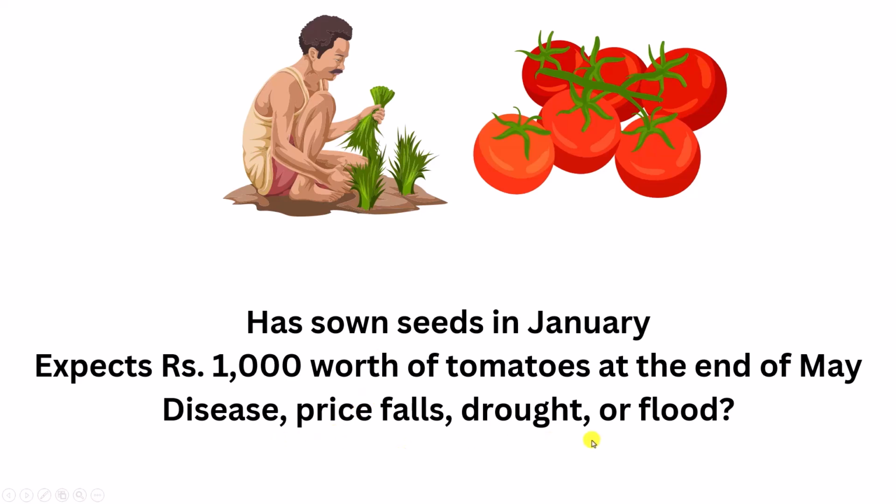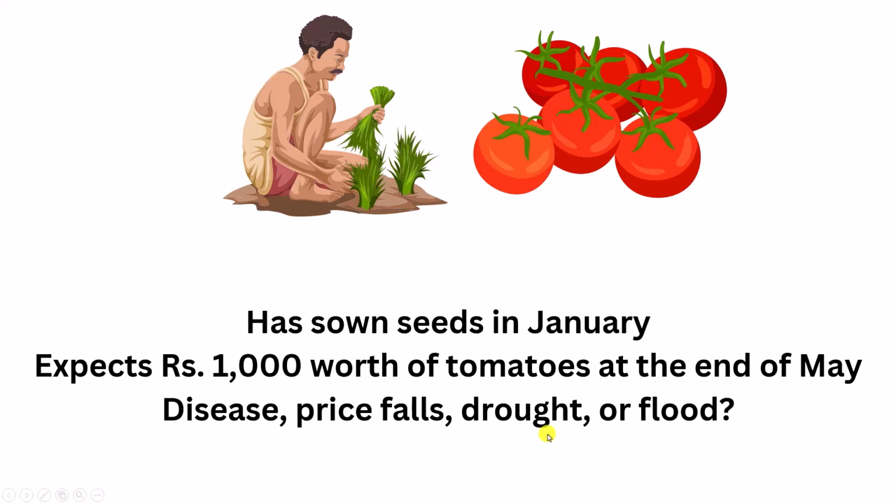That is about these. What will happen if the plants that he grows catches a disease? And what if by the end of May nothing survives, or only some of the tomatoes survive? What if the price of the tomatoes fall by the end of May? He is expecting to have 1000 rupees worth of tomatoes, but what if the price falls and it is very less than this? What if there is a drought?